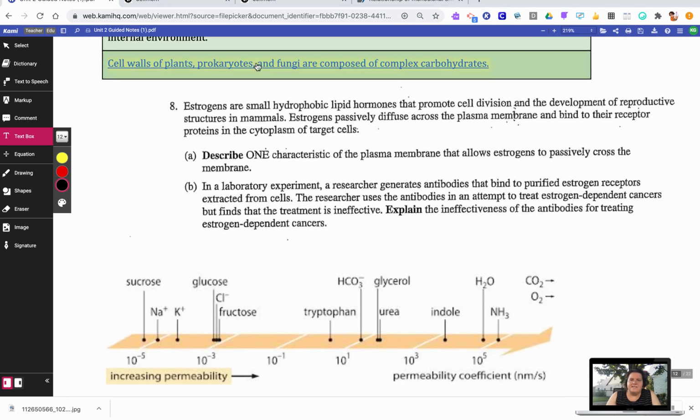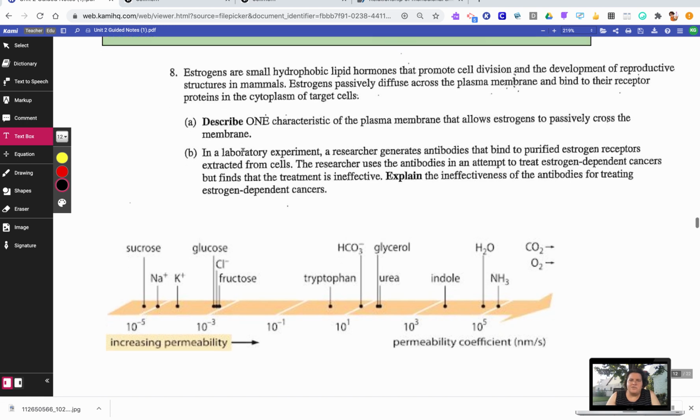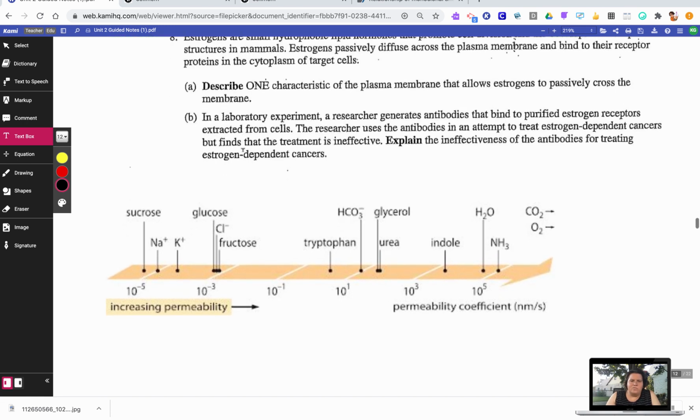So I'm going to come back to this free response question in a minute here. We'll do that one at the end, just like I did last time. So this kind of just shows you some increasing permeability. So we already know CO2 and O2 have high amounts of permeability.